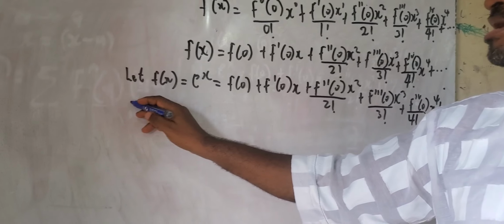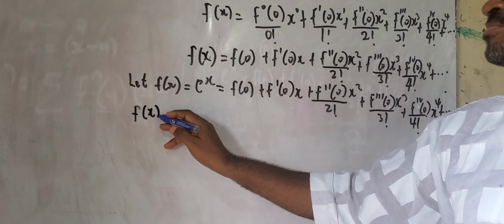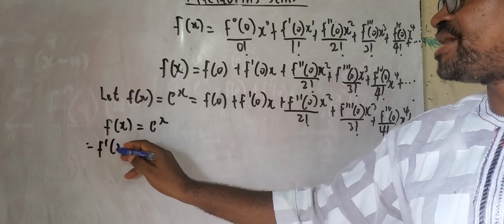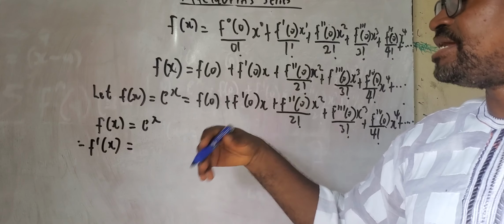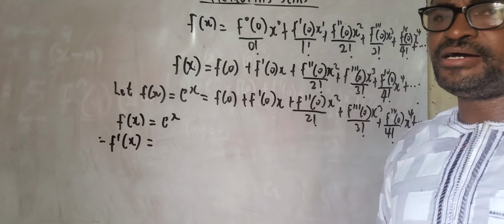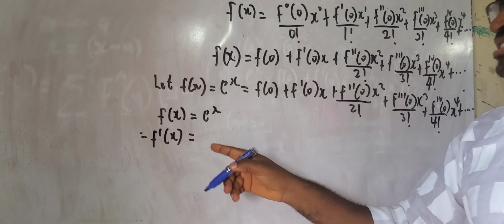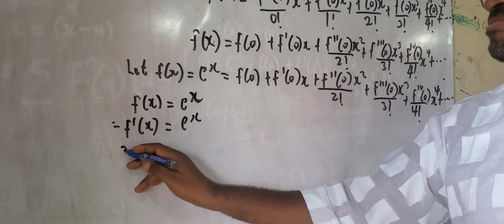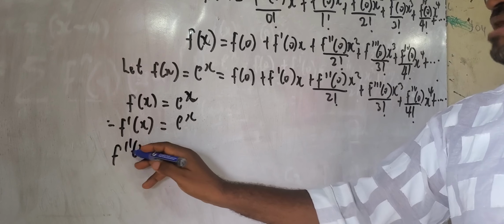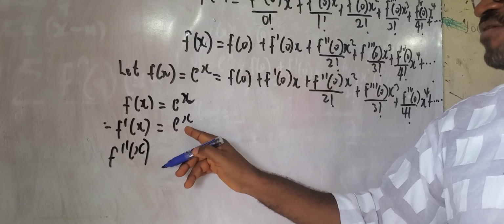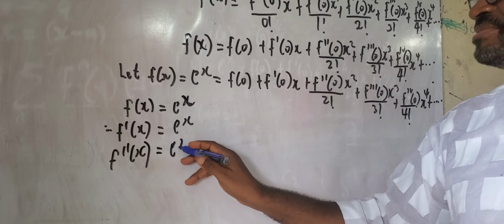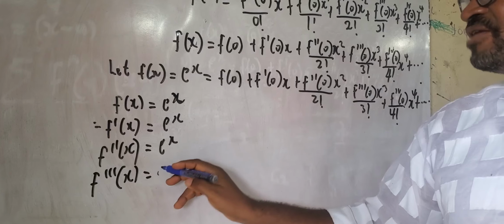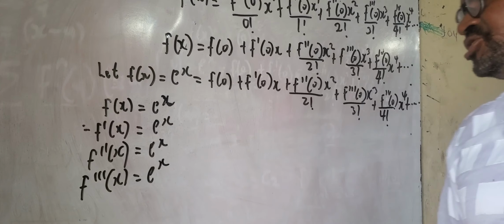Now we have f of x to be e raised to power x. Therefore f prime of x is still e raised to power x, by standard differentiation. Differentiation of the exponential function remains as it is. So f double prime of x, that is, you find the derivative again, is still the same thing, and so on and so forth. The derivative of the exponential function remains the exponential function.